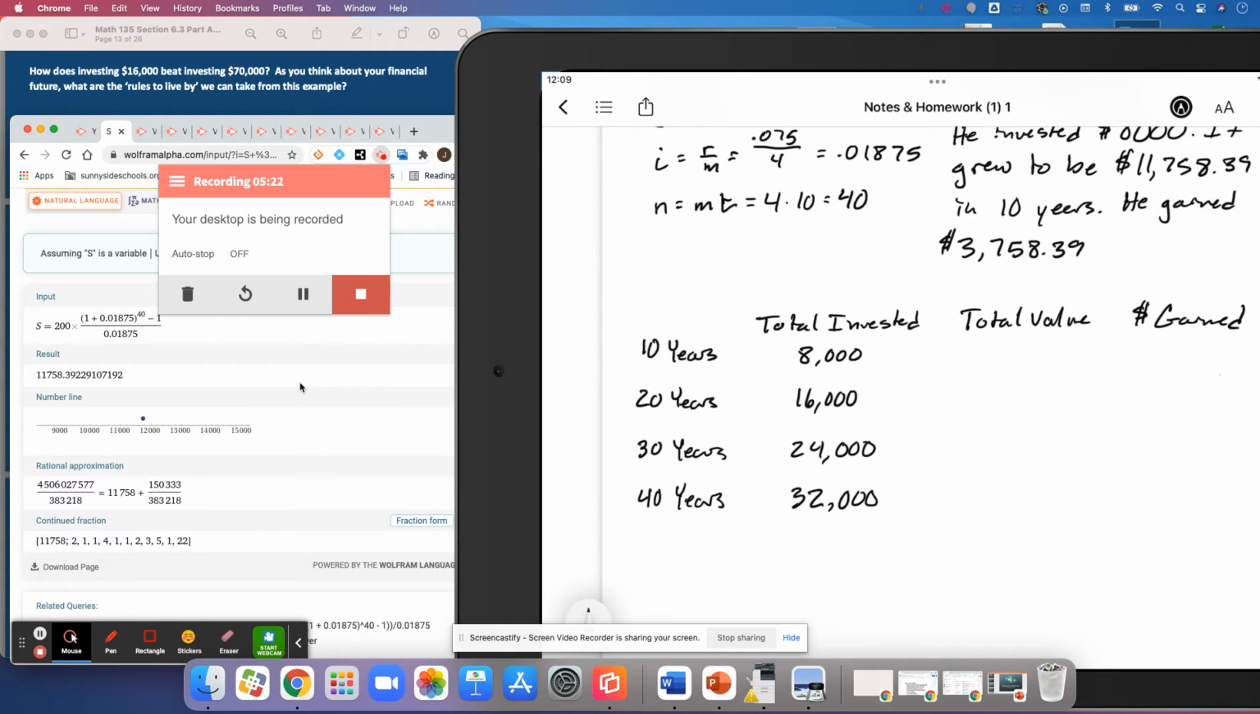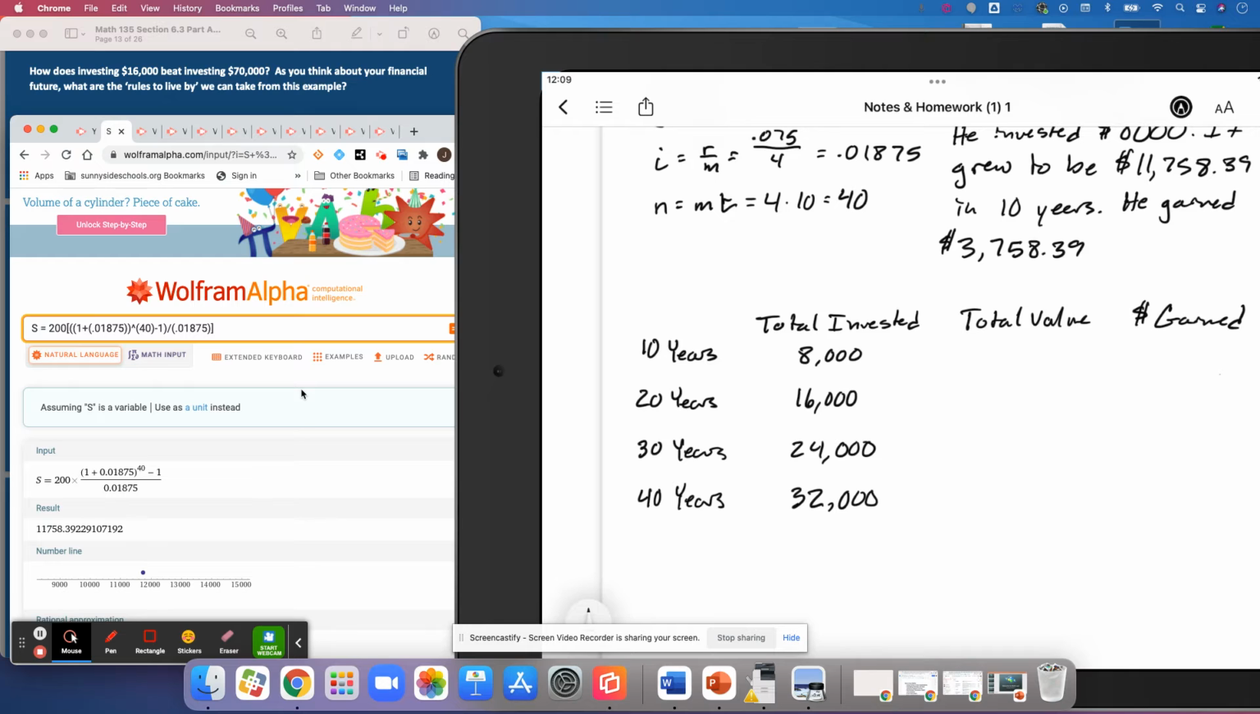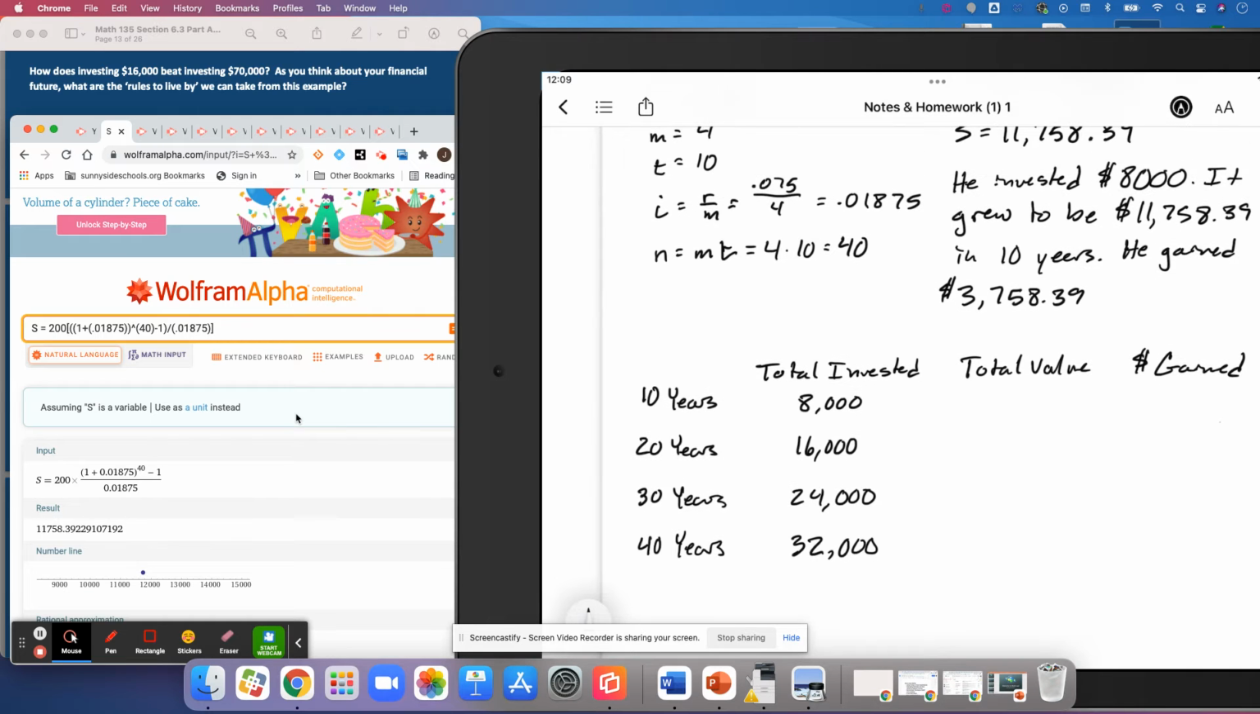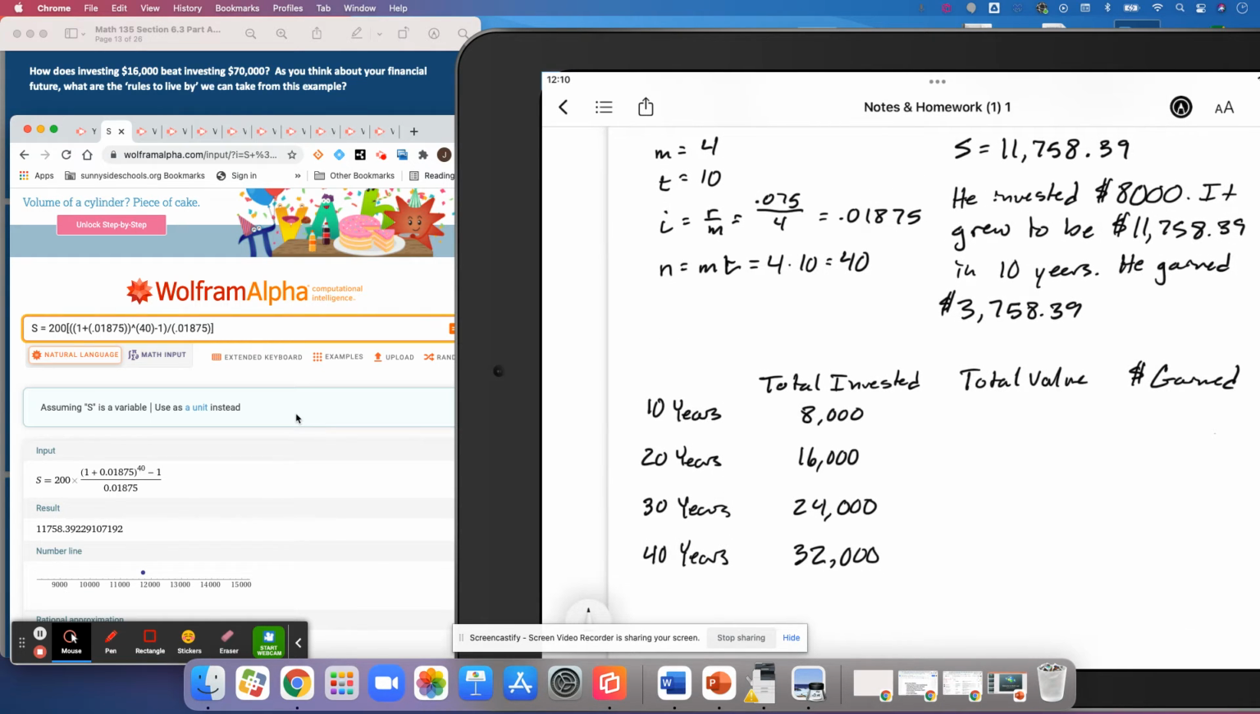So I've set this table up, everyone, so that we can sort of see what's happening to this investment over time. And the only thing that we are going to be changing is the amount of time that this continues on. And so for 10 years, we can see that he invested 8,000 bucks. The total value at that time was 11,758.39, and that he gained $3,758.39.